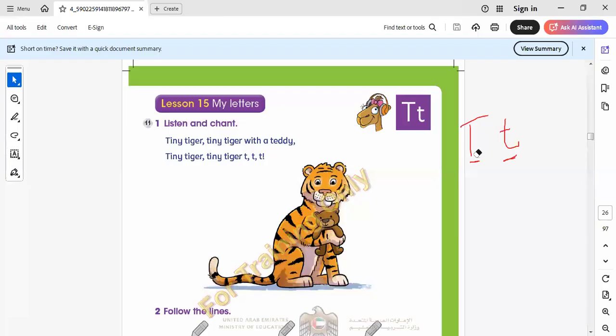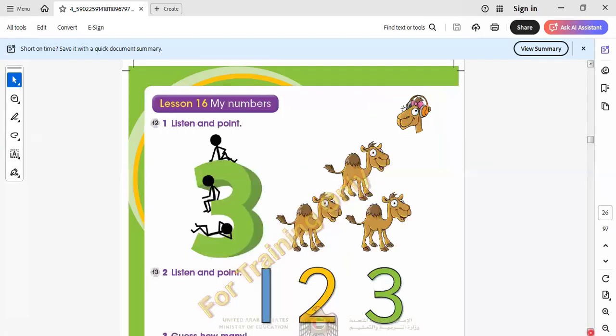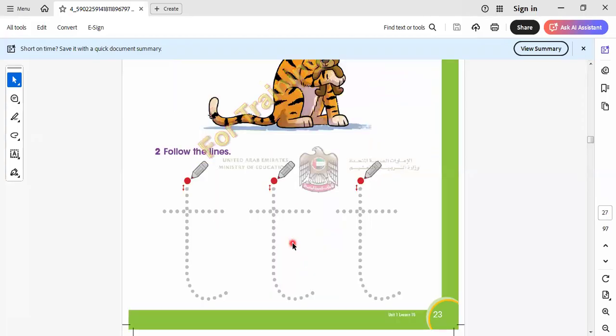This is called capital T and this is called small t. Let's go to another item here in this unit. This is small t. I will leave you the link of the book to trace this letter, written like this. Small t, capital T, written like this. Okay, this is the difference between capital and small t. Let's go to another item here.